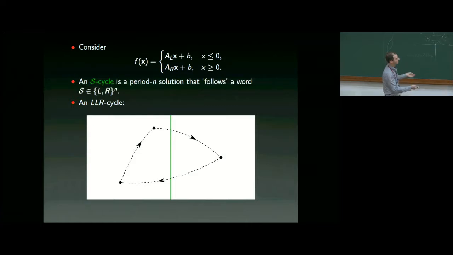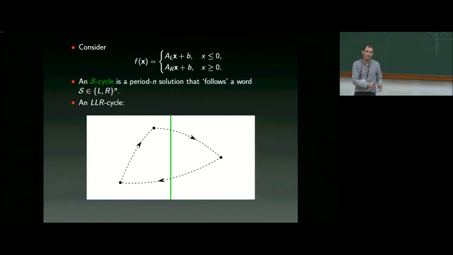Okay, so this all applies to, it sort of works for n-dimensional maps, not just two-dimensional maps. So we've got some matrix AL and another matrix AR and our constant vector B, so the same kind of map that we've already been looking at. Okay, so a usual thing we do with piecewise smooth maps is we encode periodic solutions symbolically.